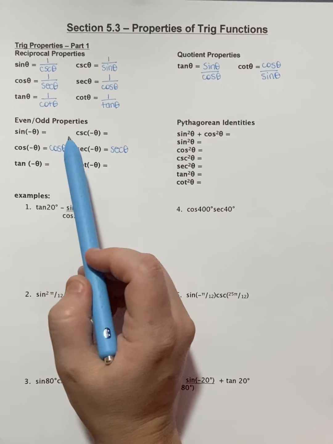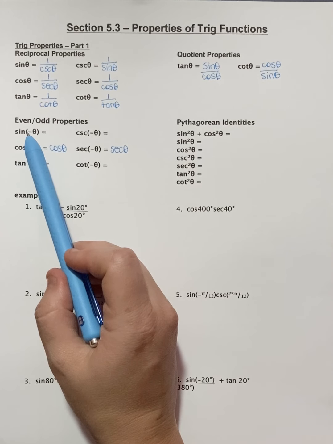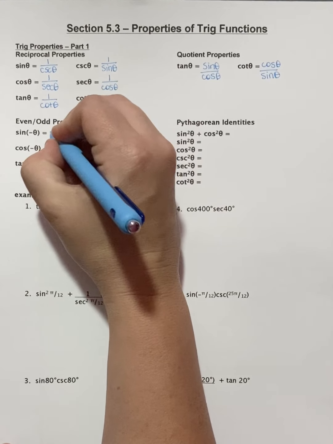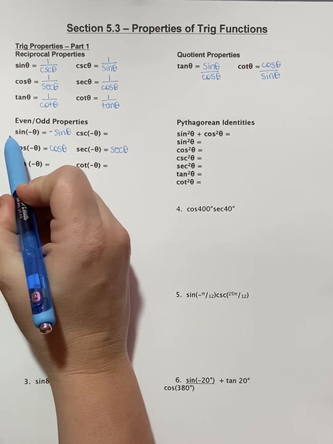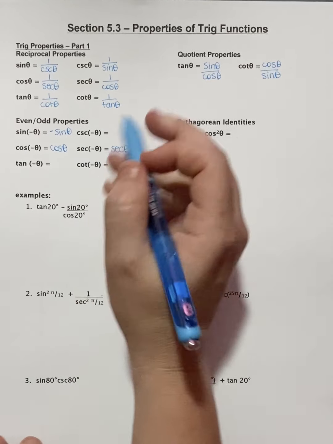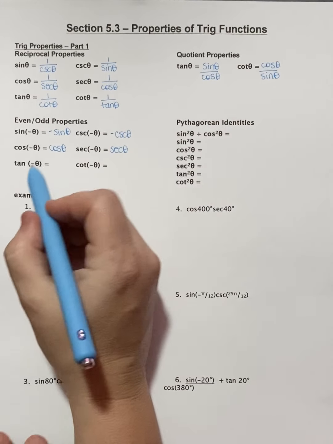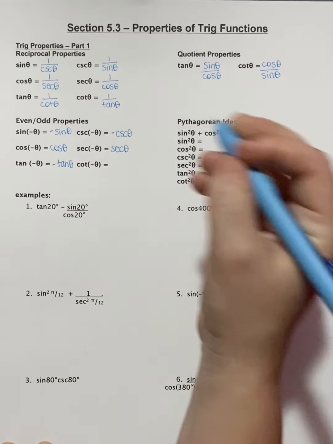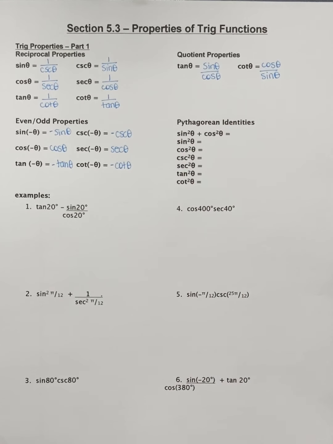Now the other 4 are odd functions, which means the negative sign's got to stay. Since the negative sign stays, the negative sign has to come out in front. So sine of negative theta is negative sine theta. Notice the negative sign right here beside the angle pulls out to the front. Cosecant of negative theta is negative cosecant theta. Tangent of negative theta is negative tangent theta, and cotangent of negative theta is negative cotangent theta. So those are my even, odd properties.